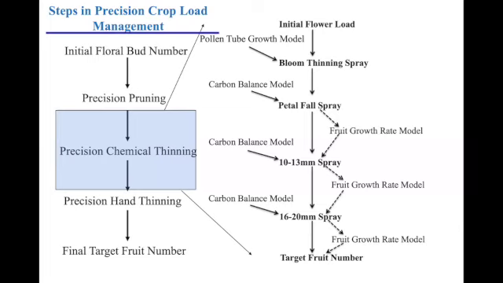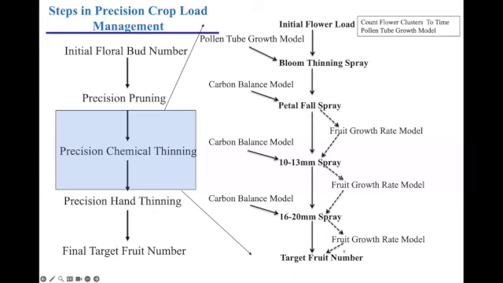And if that model indicates we still need more thinning, apply another spray when fruits are about 12 millimeters, assess the results using the fruit growth rate model, and if needed, a final spray at 16 to 18 millimeters, and then assess the results with the fruit growth rate model, or count the number of fruits at the end.